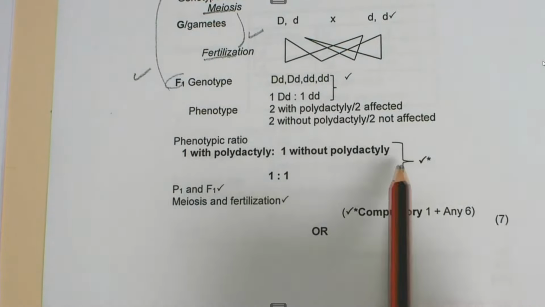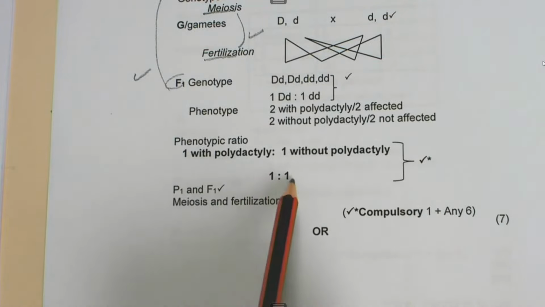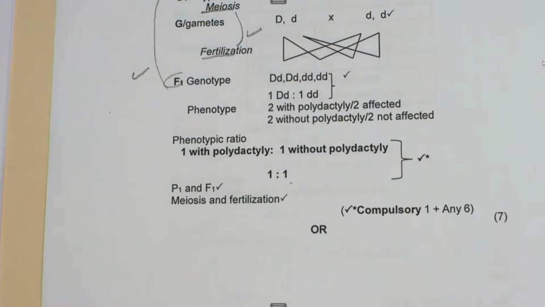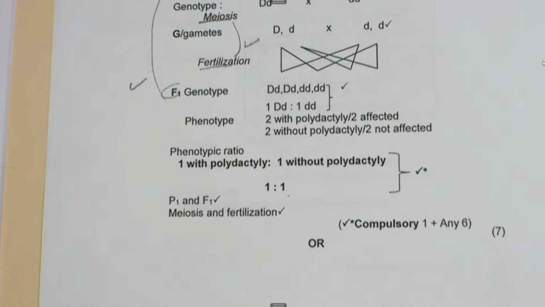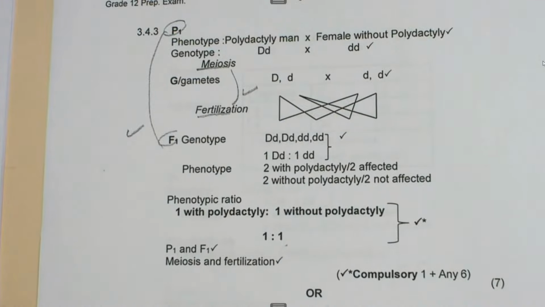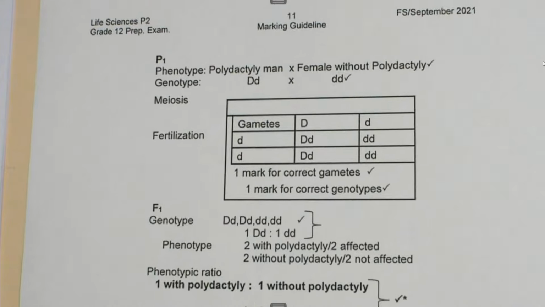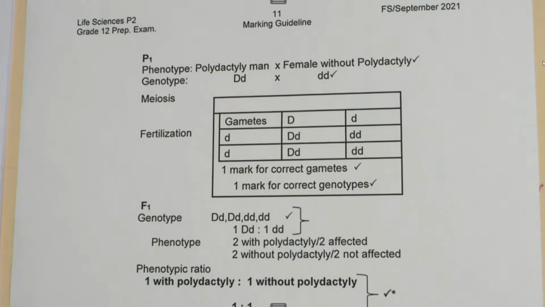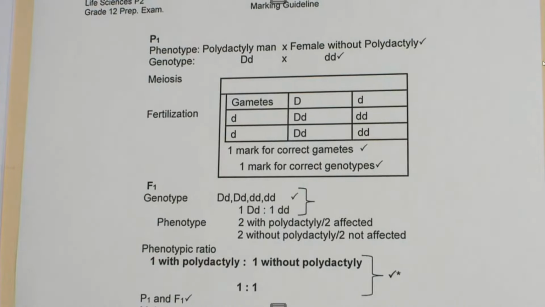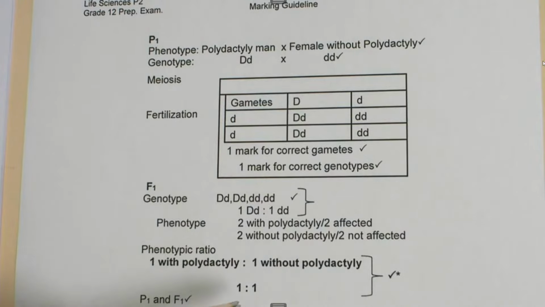The compulsory mark is 1 to 1, because the question asks, give the ratio in the offsprings of individual 10 and 11. So that is a compulsory mark. They can also write it in this way, where they use the Punnett diagram and the compulsory mark. We must allocate a mark for the compulsory mark also.